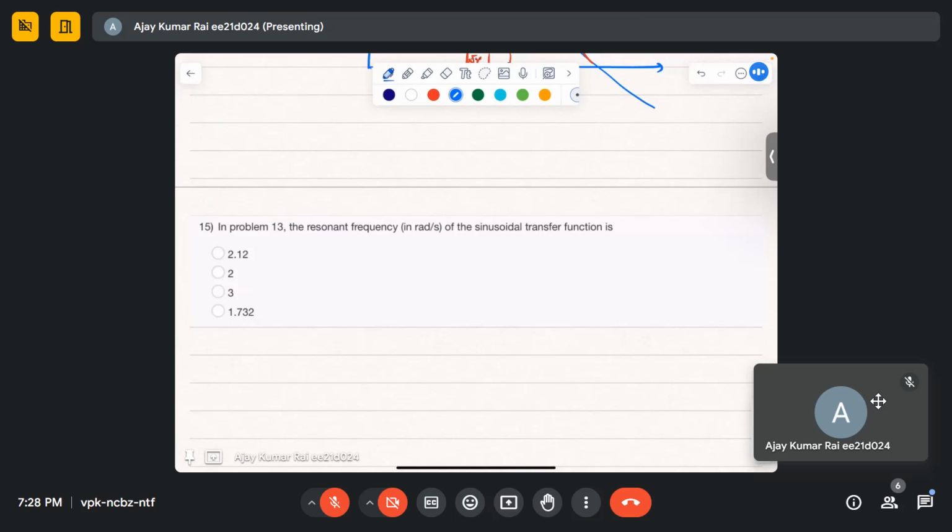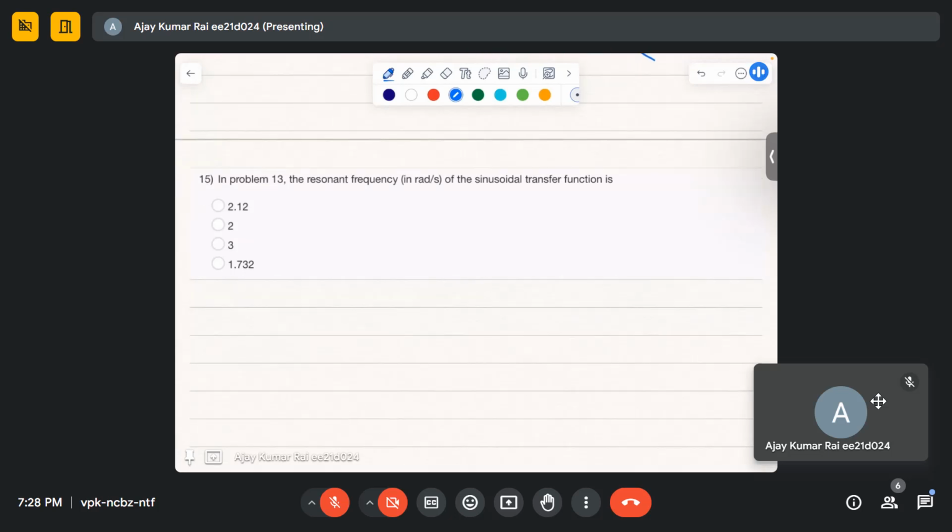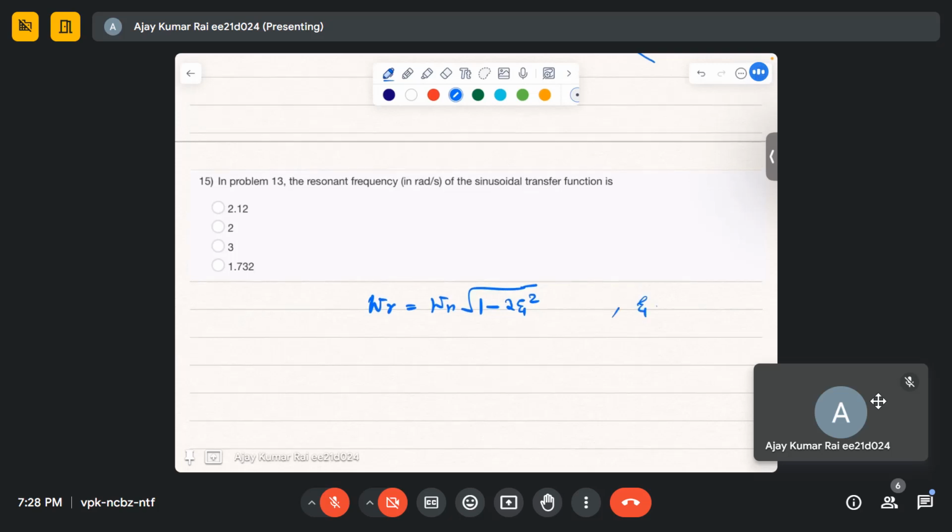The next question is problem 13, the resonant frequency of the sinusoidal transfer function. You know the formula, right? First we will do it with the formula. I hope this is correct. Because zeta is also 1 by 2, which is equal to 0.5, this is in the range of 0 to 0.707, 1 by root 2. So let's find out.